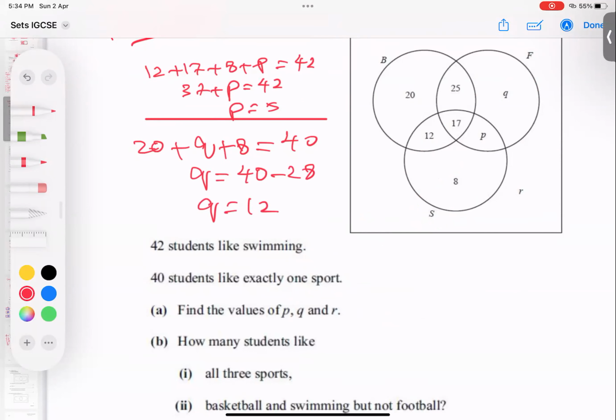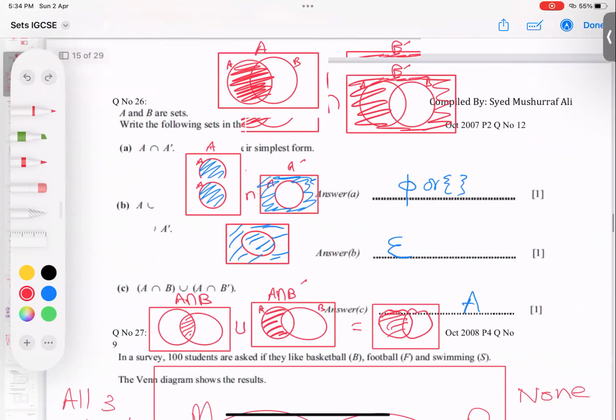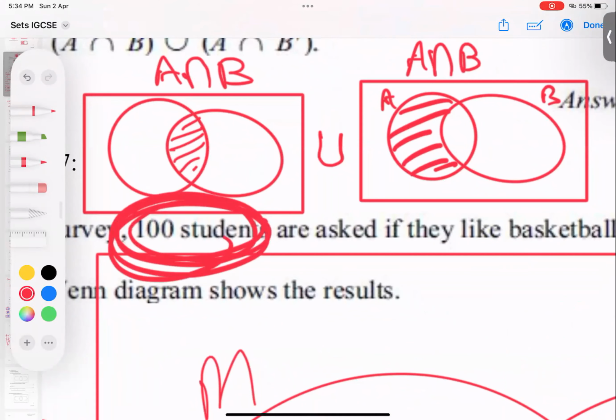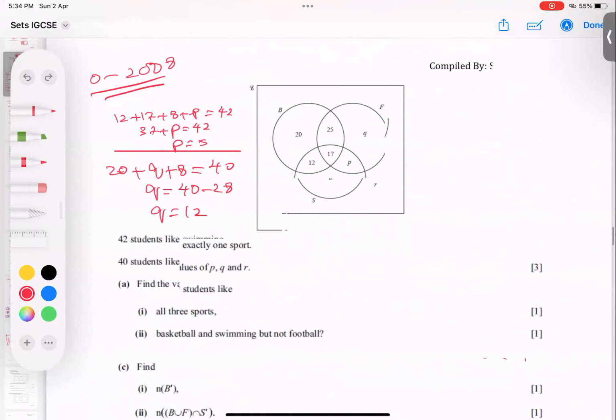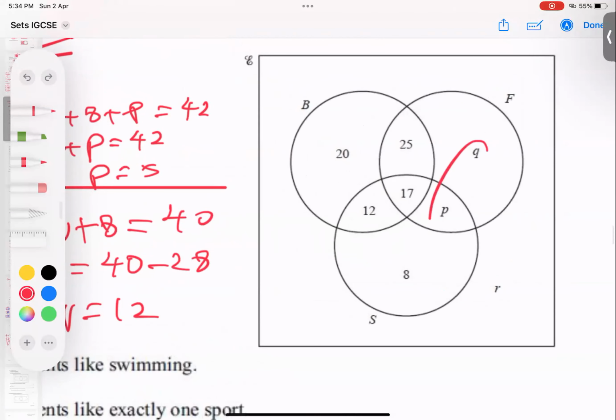Alhamdulillah Rabbil Alameen. Now we are looking for R. R is outside. Let me tell you the total numbers here: 100 students all together in the whole diagram. So if you add them all, it is equal to 100. Now you have the P and Q values also. If you add them all, what is the answer?